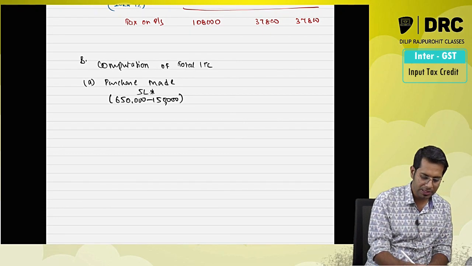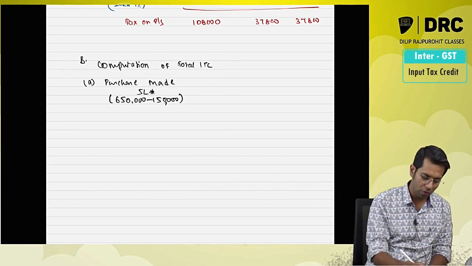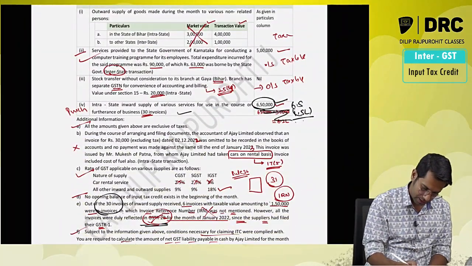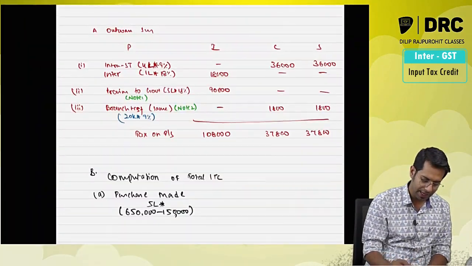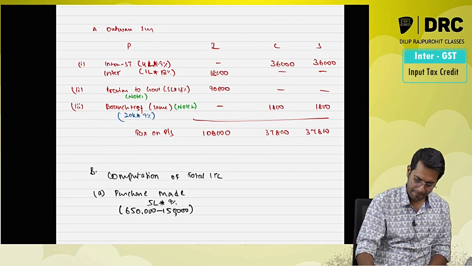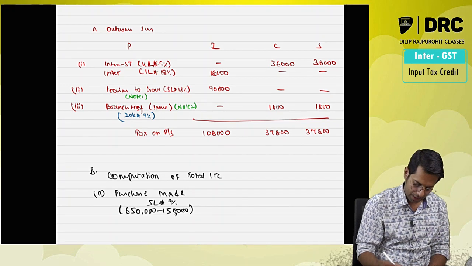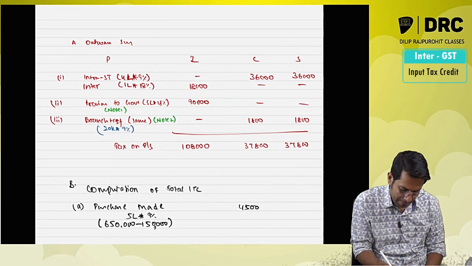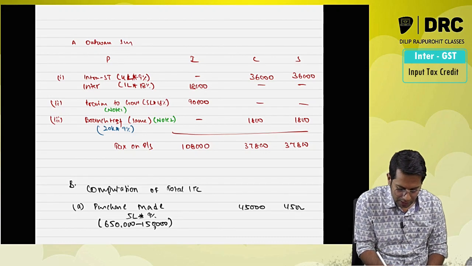On this 5 lakh rupees, only ITC will be allowed to me, which is how much, sir? Within the state, intra-state, which is 9%. So 45,000 CGST I can take credit and 45,000 SGST.